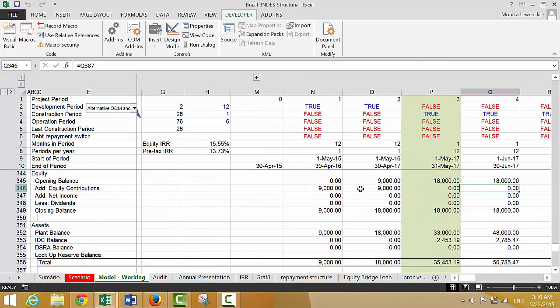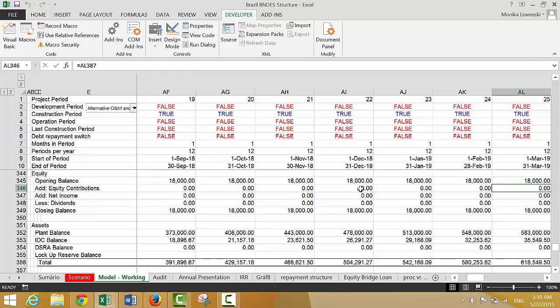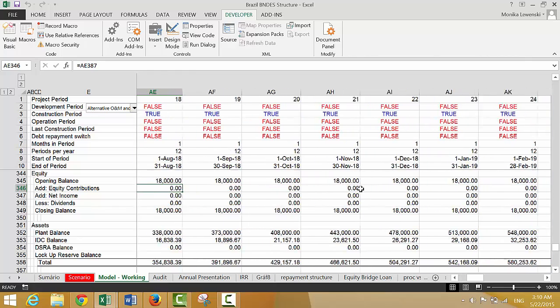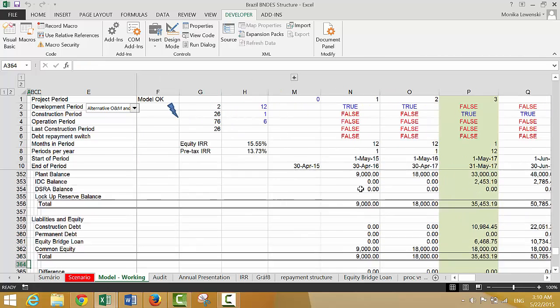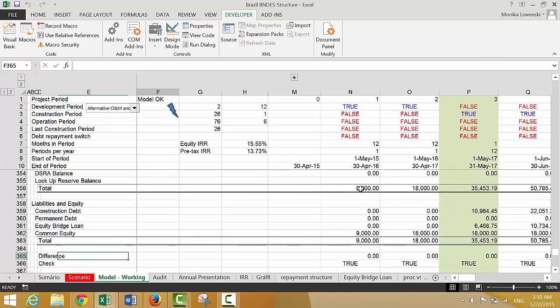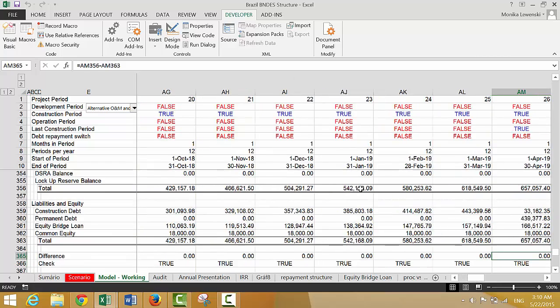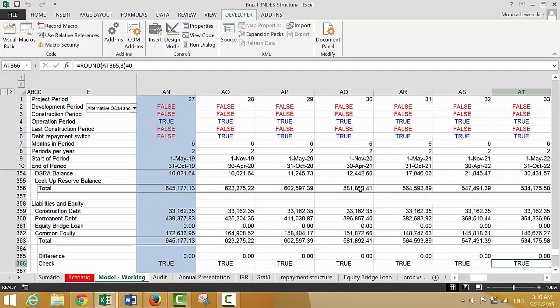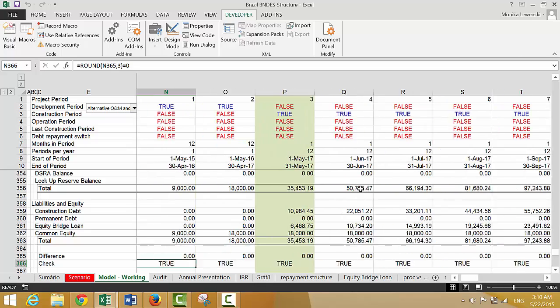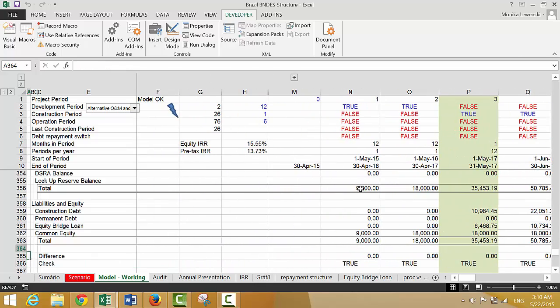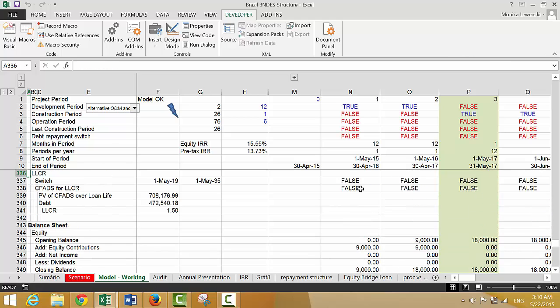Okay, and then we have nothing here. Oops, and there's our big equity bridge loan. And I hope you know what to do right now. You go, true, true, true, true, true, true, true, true, true. Oh, I feel so good. Oh, the balance sheet balances. Oh, man, that feels so good. Okay, there, the balance sheet balances.